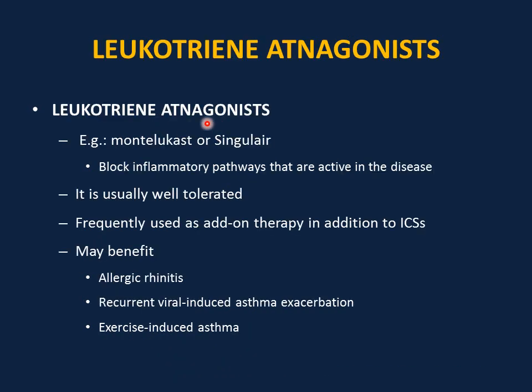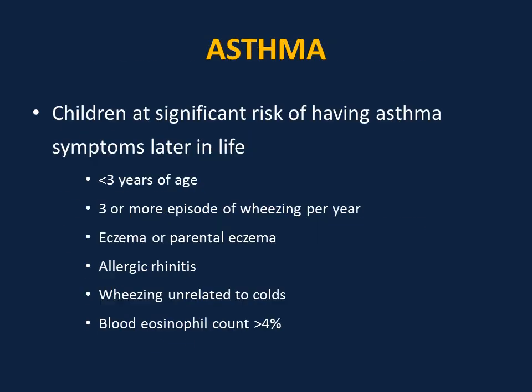Leukotriene antagonists or inhibitors, montelukast or Singulair, block the inflammatory pathway that is active in the disease. It is usually well tolerated and frequently used as add-on therapy in addition to inhaled corticosteroid. It may benefit patients with allergic rhinitis, recurrent asthma because of viral infection, and exercise-induced bronchospasm or asthma.